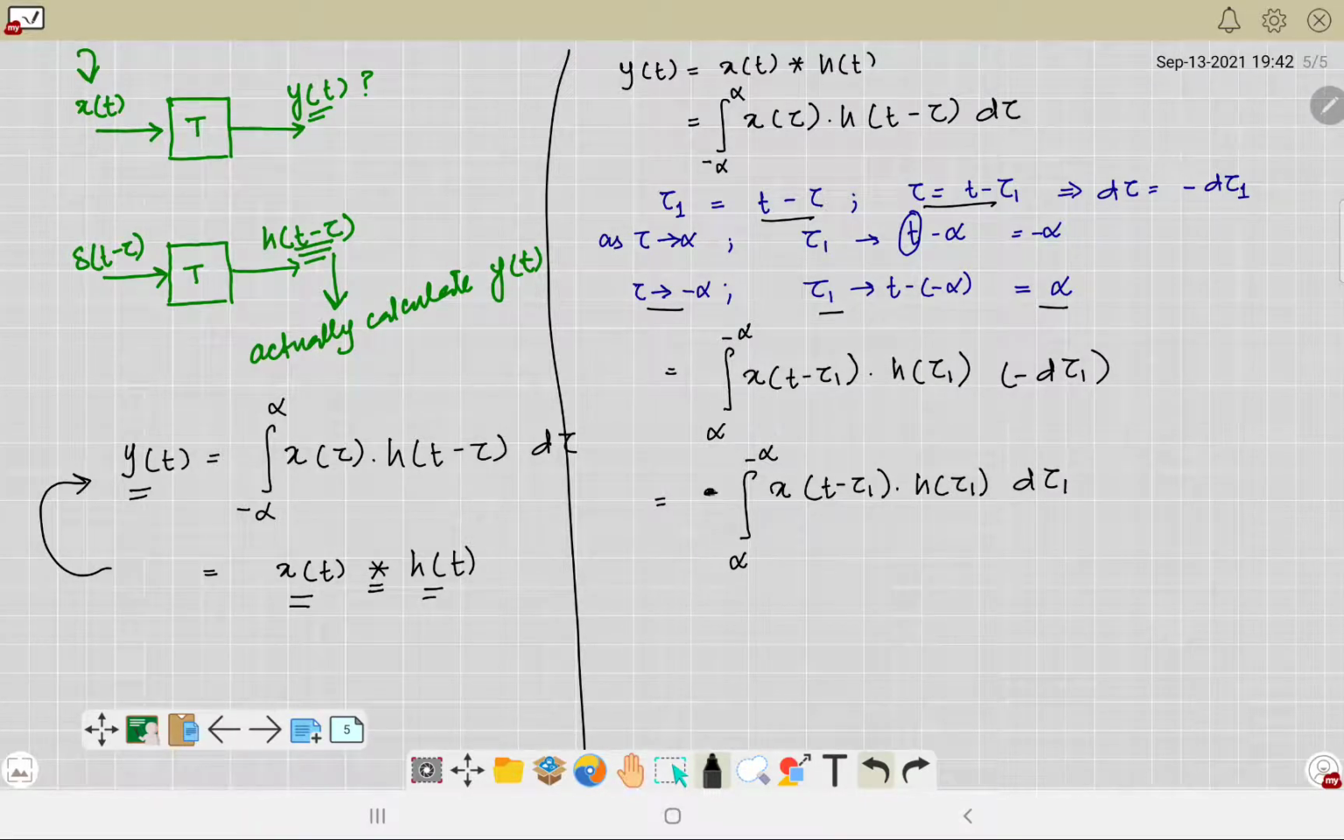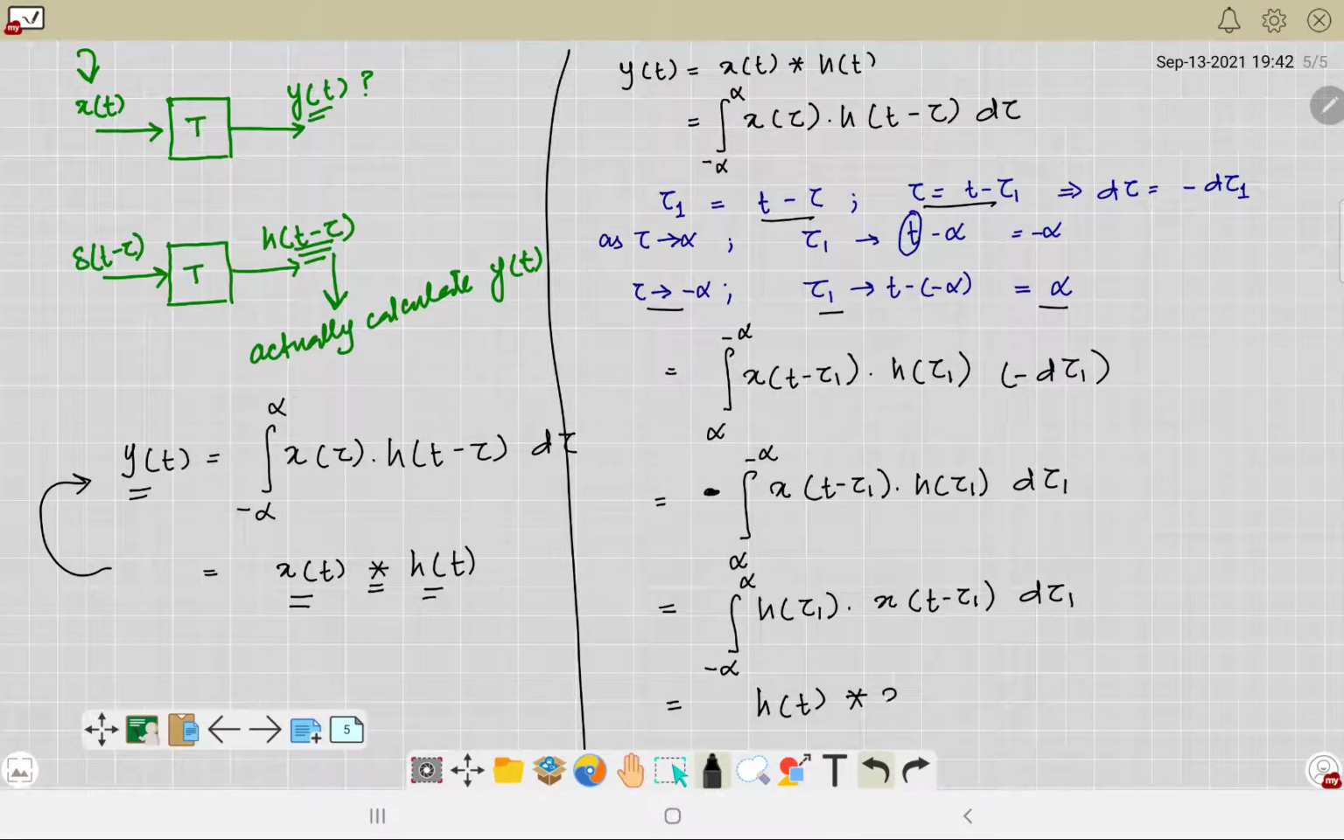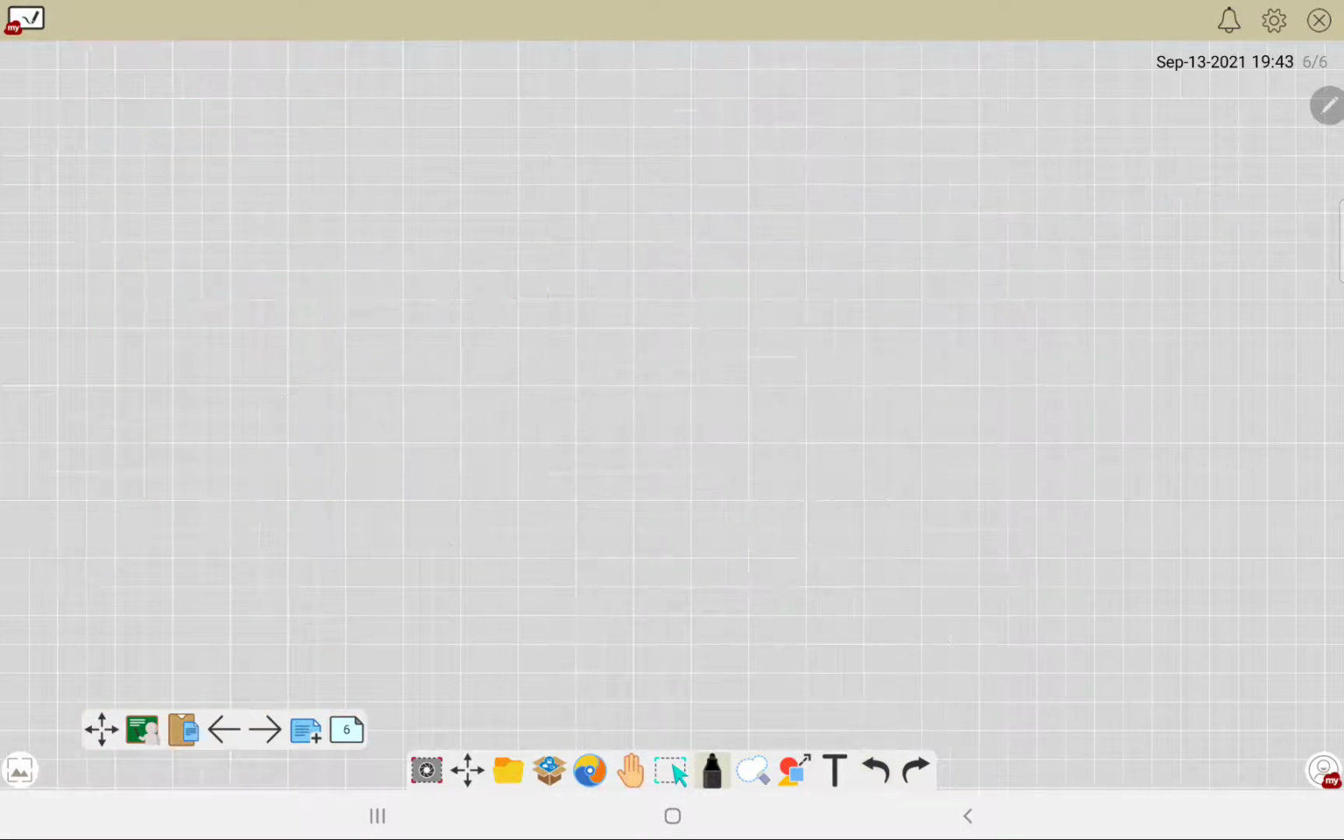So if I include this negative with the limits, the limits will change from minus infinity to plus infinity. Then I will slightly rearrange. I will first write h of tau 1, then x of t minus tau 1 d tau 1, which is equivalent to h of t convolution x of t. Okay. So this operator is commutative, fine. Just like your addition and multiplication, convolution is also commutative, fine.